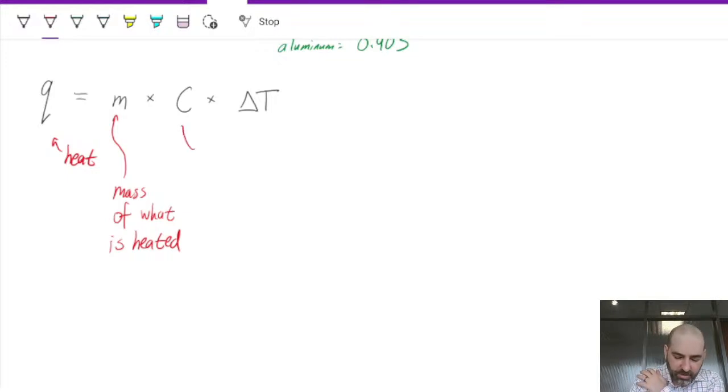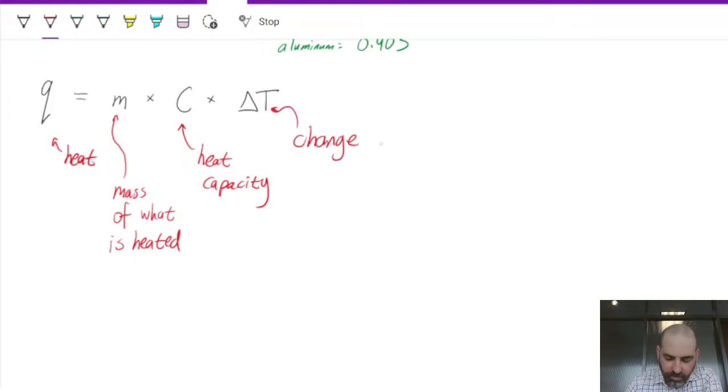Then C is the heat capacity. If we're heating up water, we're going to use the heat capacity of water, which is 1. And then delta T is the change in temperature, not the absolute temperature, because it doesn't matter what actual temperature it is. If the water started at 25 degrees and then we burned the thing and it heated the water up to 28 degrees, then the change in temperature would be 3.